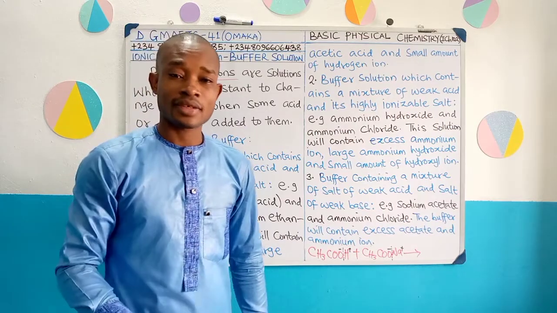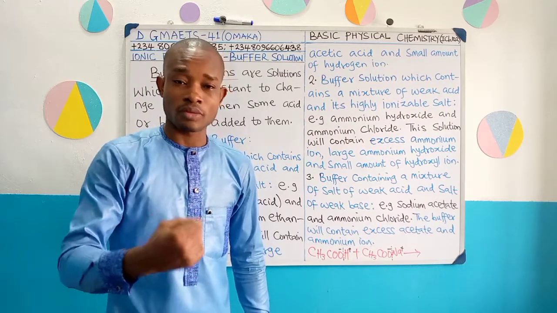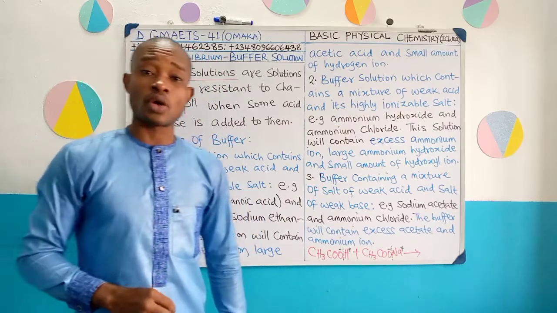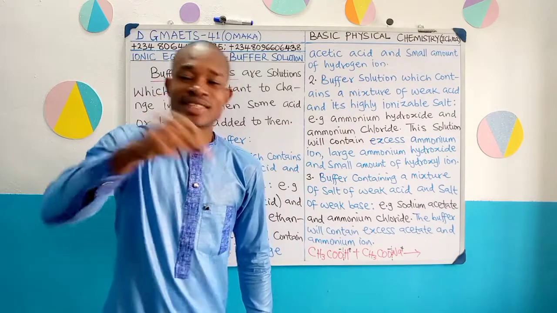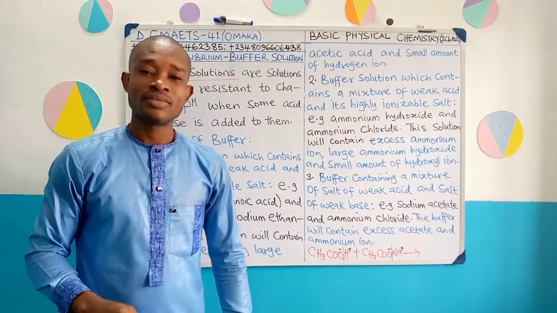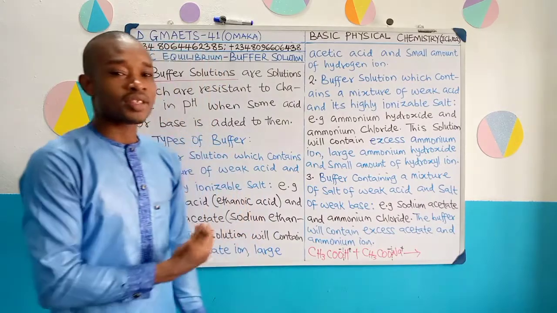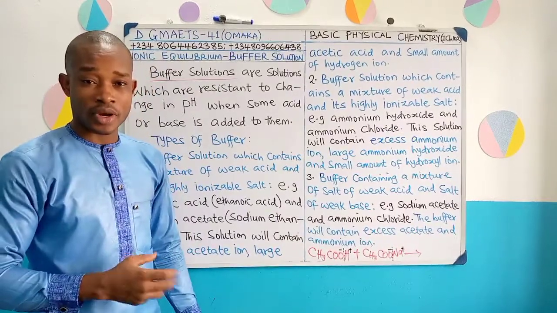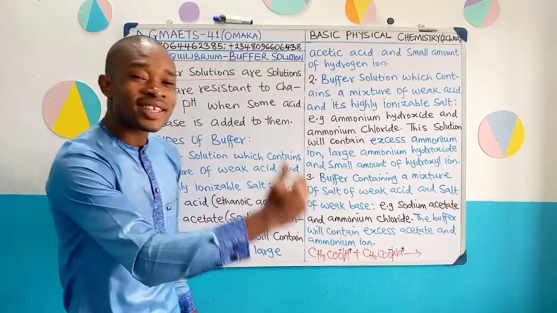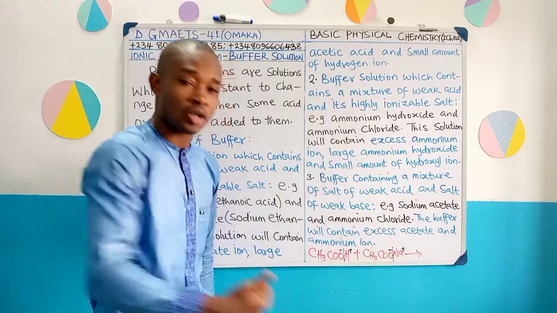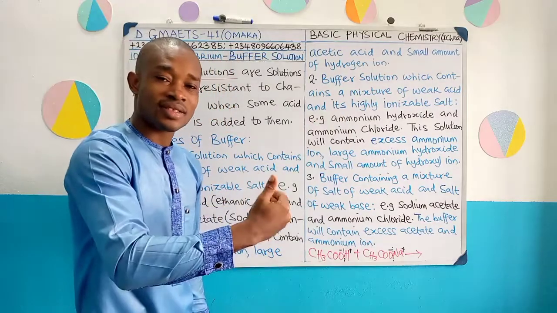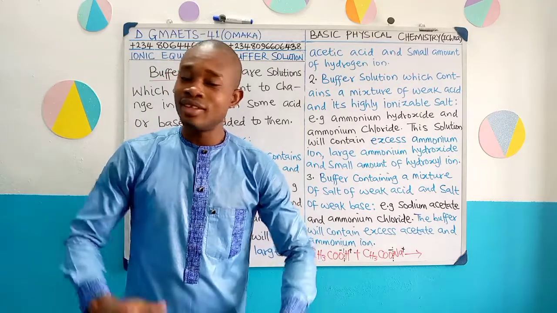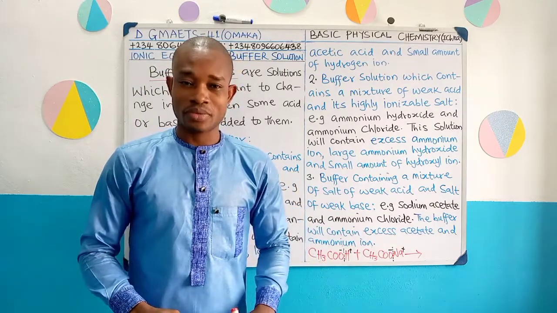So what does that tell us? A buffer that is formed from a mixture of a weak acid and its highly ionizable salt will contain excess ion of the acid. Is that okay? I've given an example here using acetic acid and its highly ionizable salt. So in this case, it's going to contain excess acetate ion. Now, what is it going to contain in large amounts?